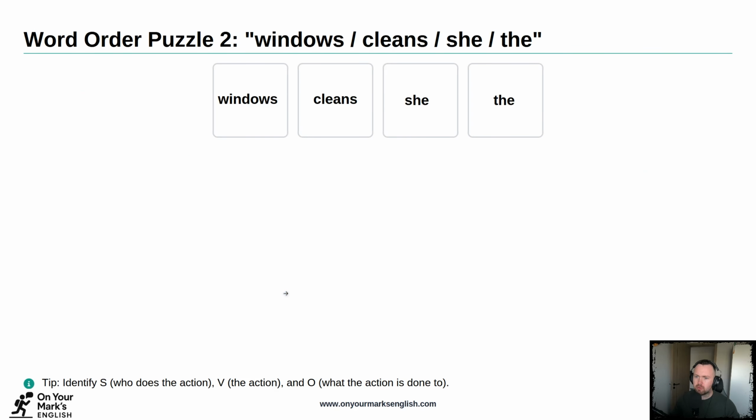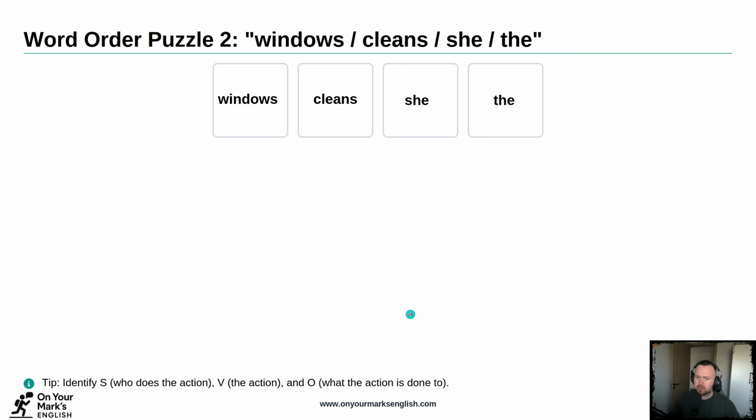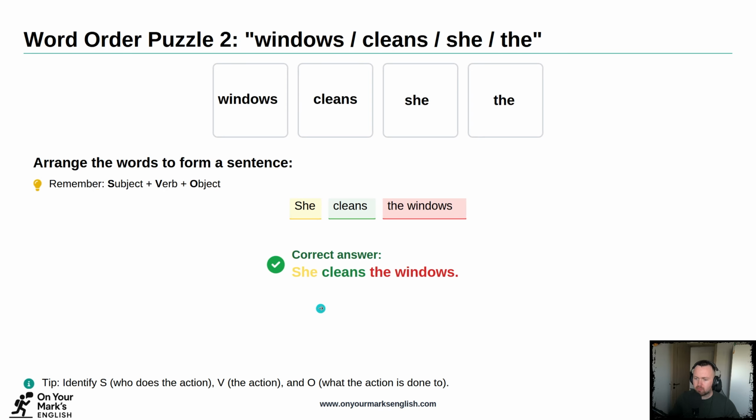Okay, how about this one? Windows cleans she the. Let's put it in the correct order. 10 seconds and go. Let's have a look. She cleans the windows is the correct answer. She, the subject. Verb, cleans. The windows, the object. S.V.O. She cleans the windows.